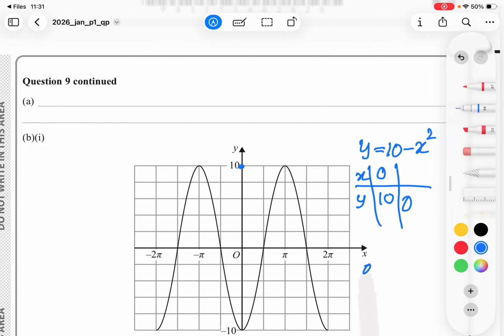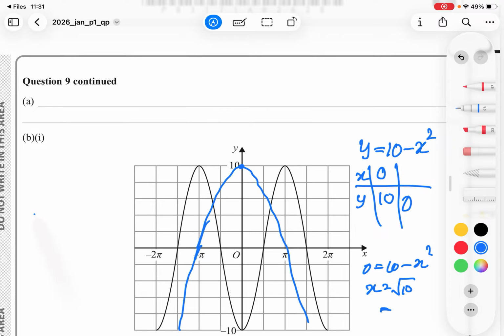So this would give you 0 equals 10 minus x squared. So x will be root 10. Root 10 answer is going to be, so it will be almost there. At an approximate value, it will go like the curve like this. This would be the curve.